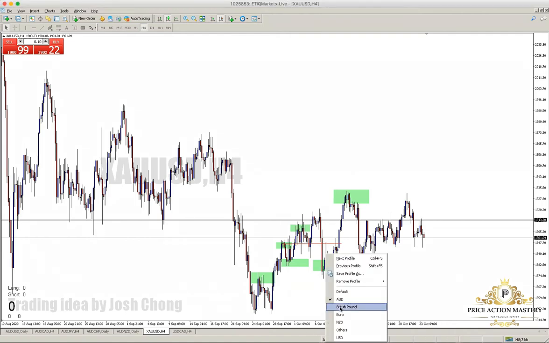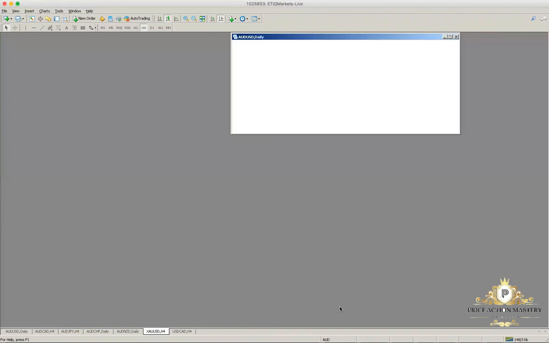So the next will be the pound dollar pair.